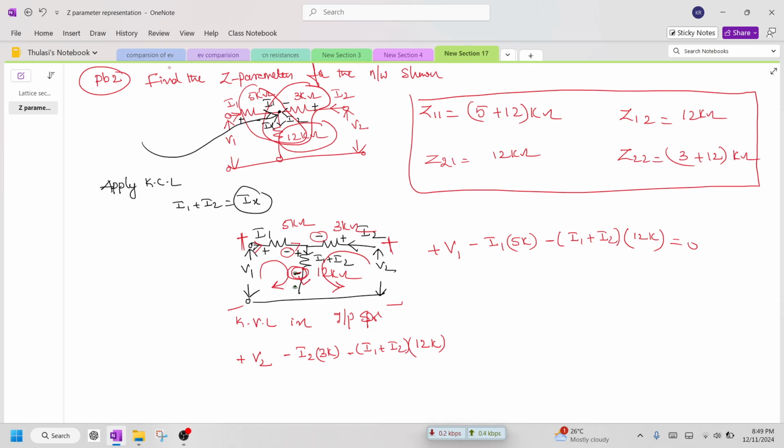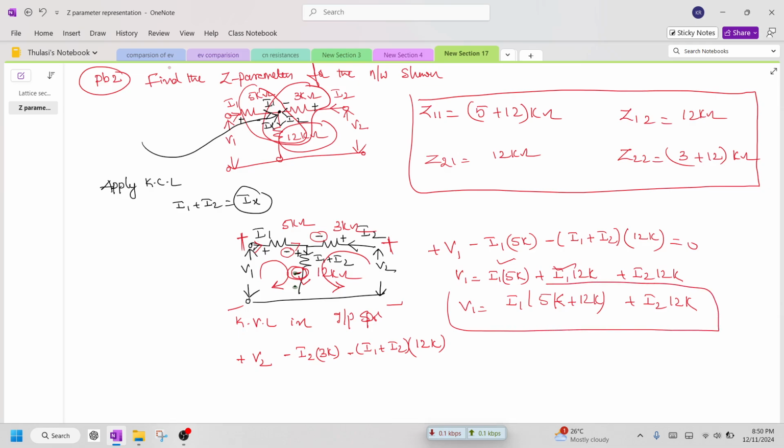So now segregate in the standard format. When you segregate into standard format, V1 is equal to I1 into 5 kilo ohm plus I1 into 12 kilo ohm plus I2 into 12 kilo ohm. So V1 is equal to, take I1 as common, I1 into 5 kilo ohm plus 12 kilo ohm, plus I2 into 12 kilo ohm. So this is the standard equation.